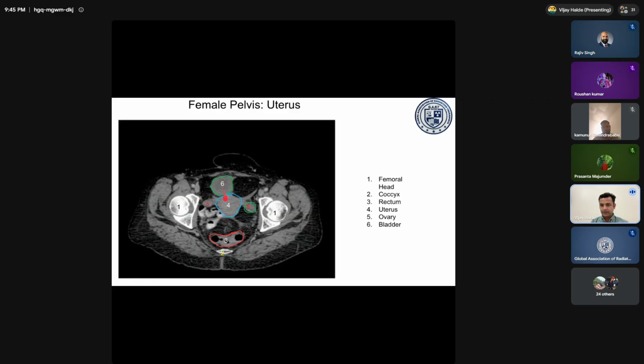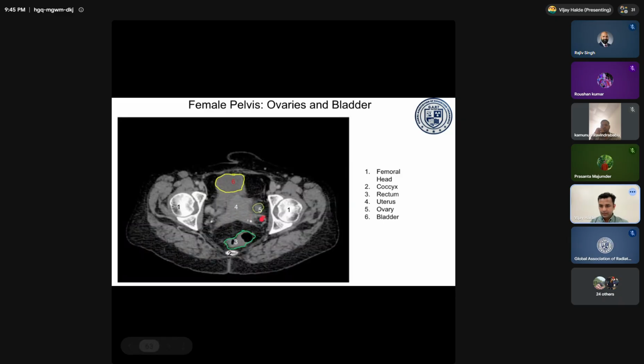So bladder filling is important in pelvis cases. Here we are able to clearly see the ovaries. Fifth number, green color. Third one is the rectum. Ovaries are attached with the fallopian tubes to the uterus. So in some cases, ovaries are shielded to avoid the dose. So moving inferiorly, here we can see the ovary clearly visible.